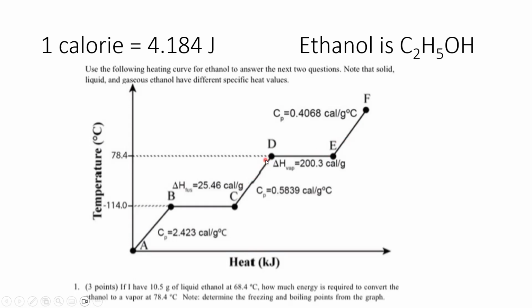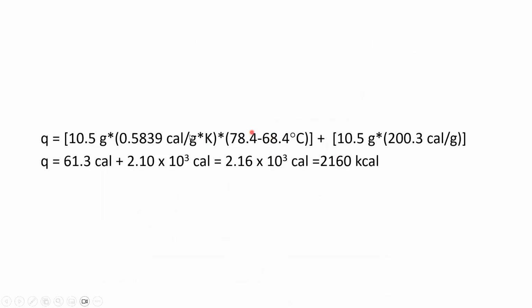How much energy does it take to heat that substance the 10 degrees from 68.4 to 78.4? And then how much energy does it take to then vaporize all of that substance at that same temperature? So if we look at it, the first one here is just going to be heating the liquid. So 78.4 is what we finished at minus the 68.4 that we start at. So it's a 10-degree change.